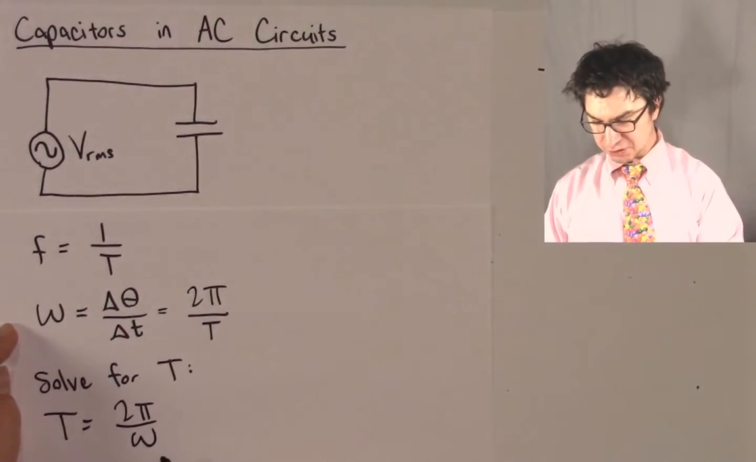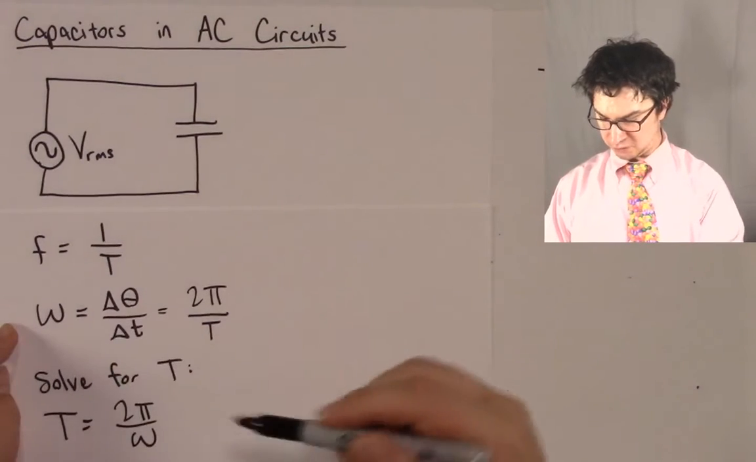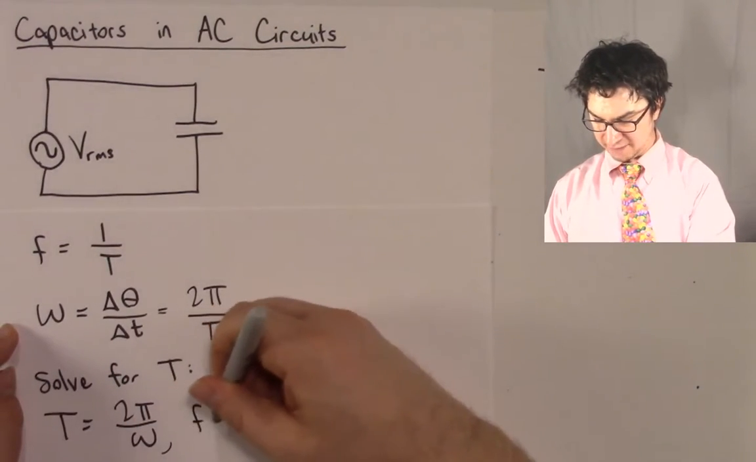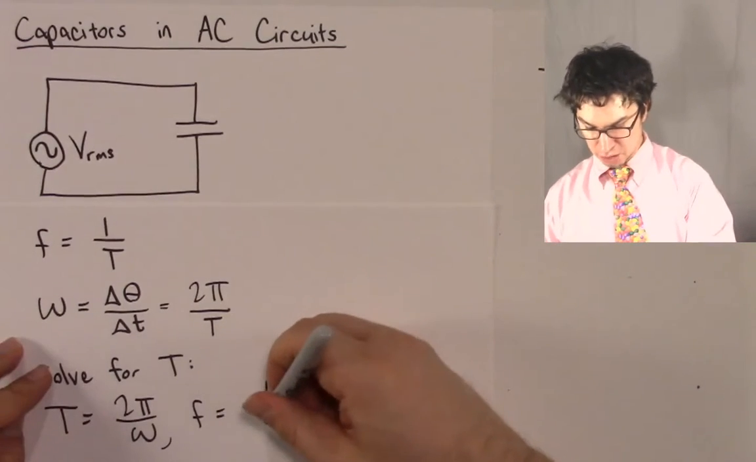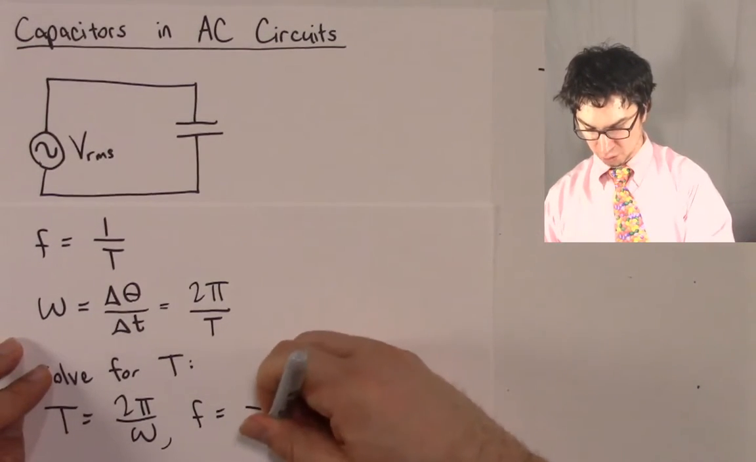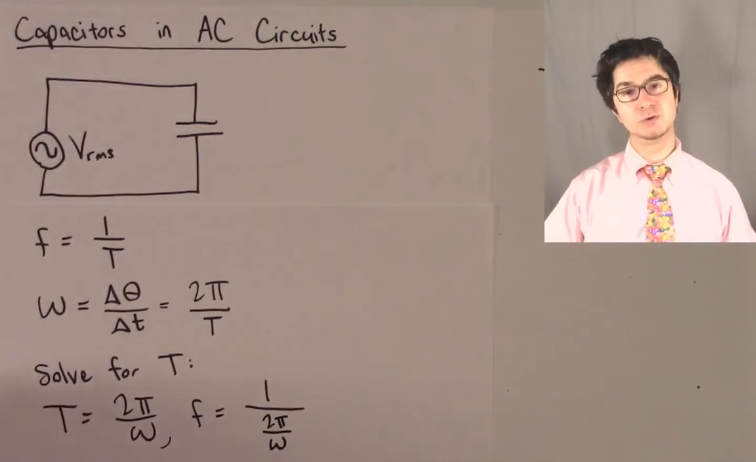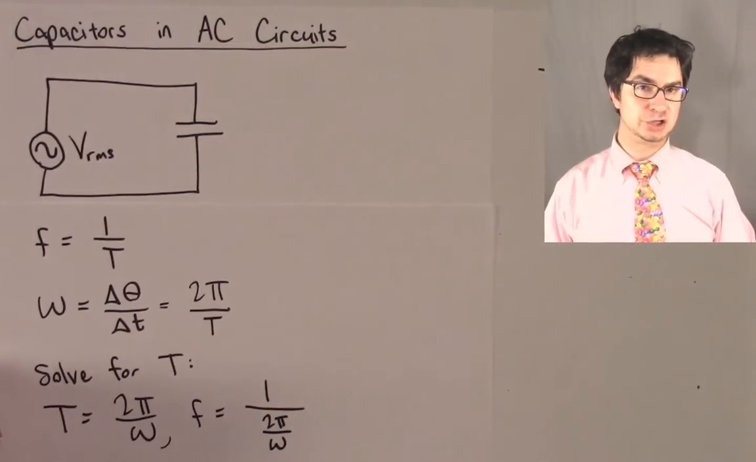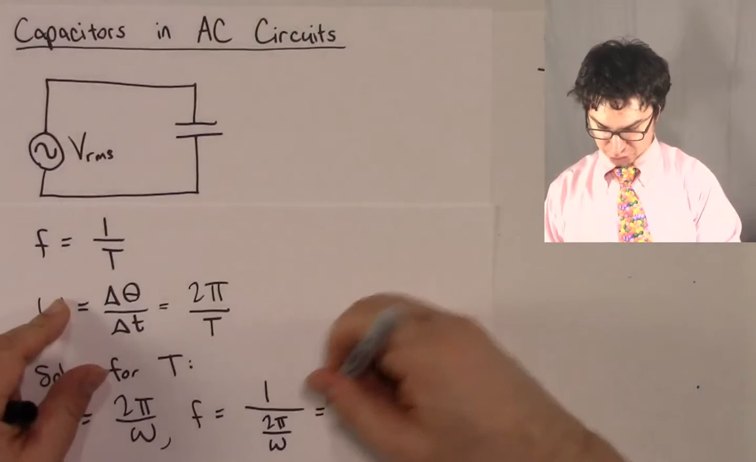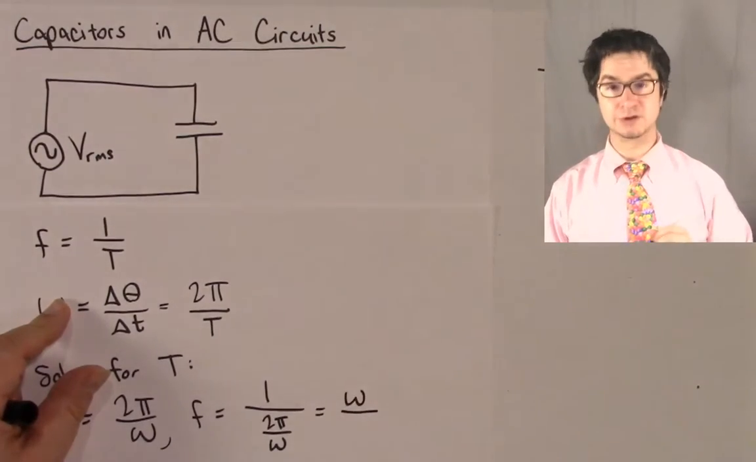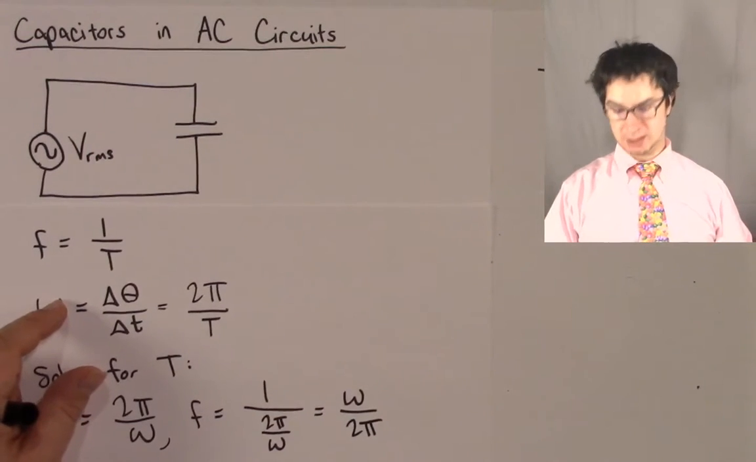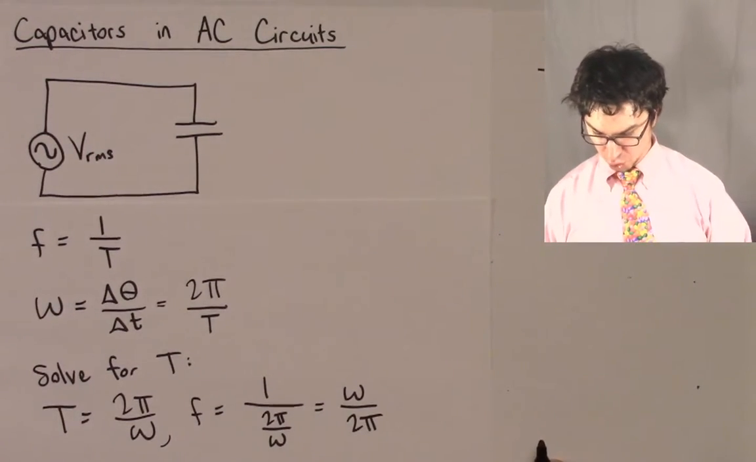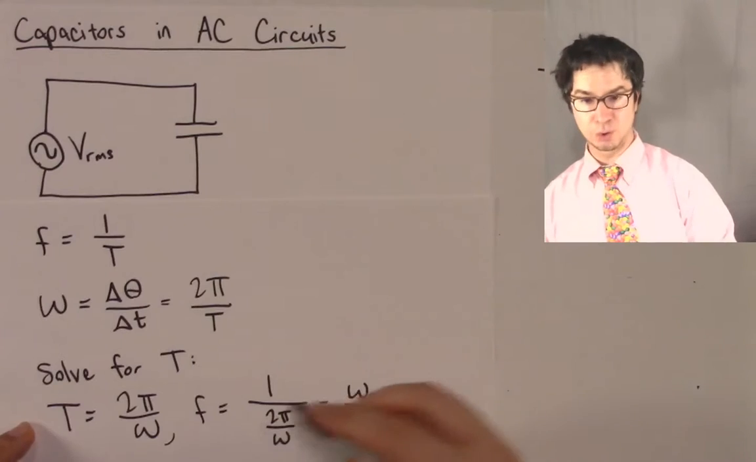And if we substitute this into f equals 1 over T, that's going to give us f equals 1 over this expression right here, 2 pi over omega. And if you divide 1 by a fraction, you get the reciprocal of that fraction. So the omega jumps into the numerator, and you've got the 2 pi in the denominator.